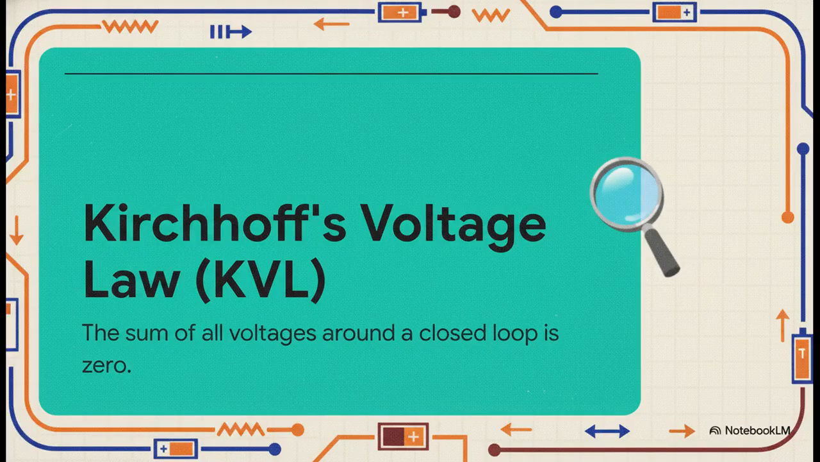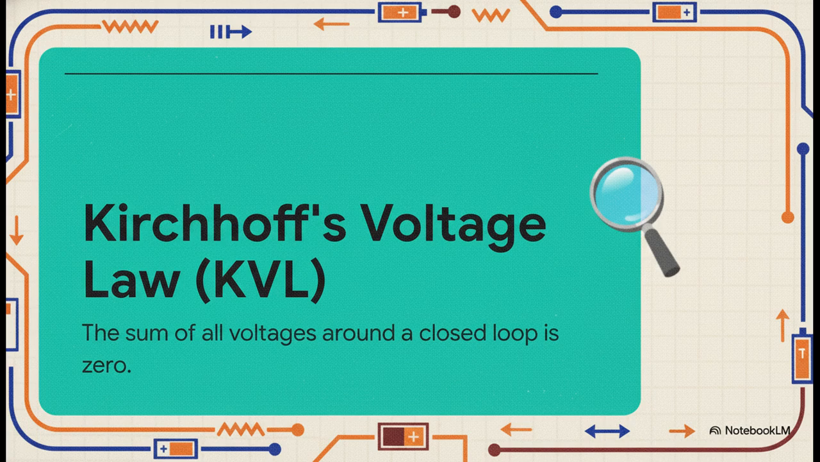KVL is really all about energy balance. Think of it this way. In any closed loop, all the voltage you get from your power sources, like a battery, has to be completely used up by all the components in that loop, like resistors. I love the journey analogy for this. Imagine you start a hike with a certain amount of energy. By the time you get back to your starting point, you've used all that energy up.